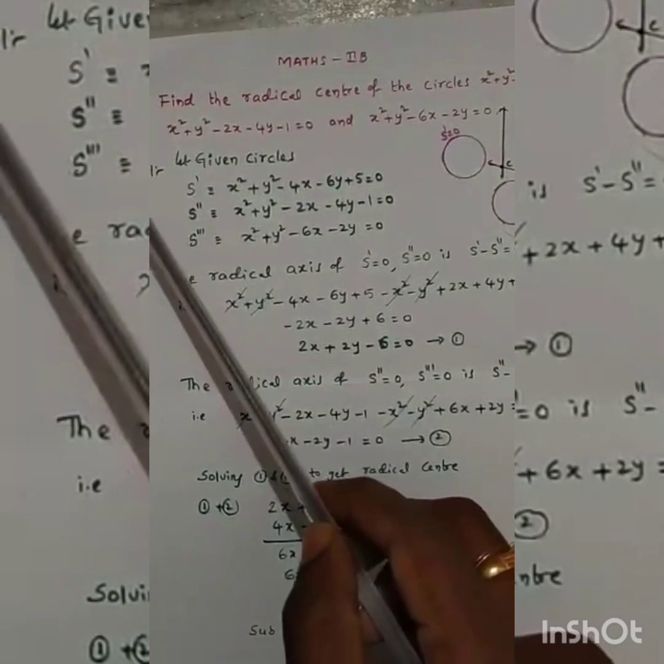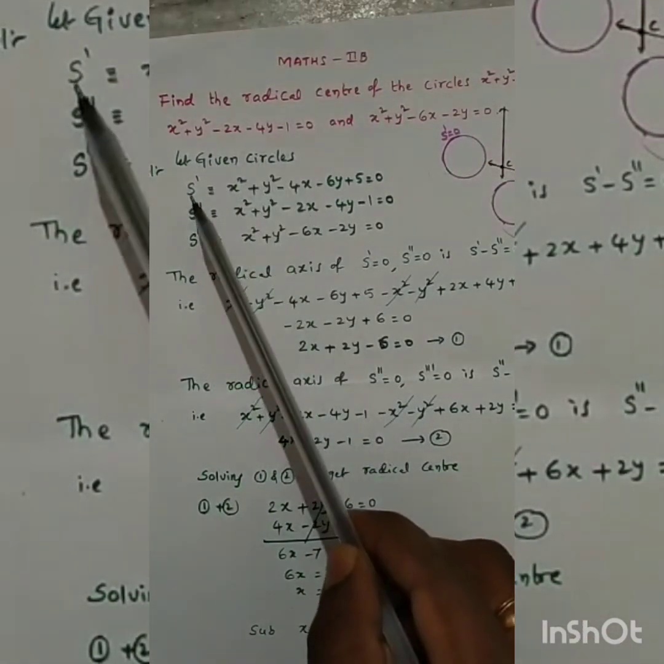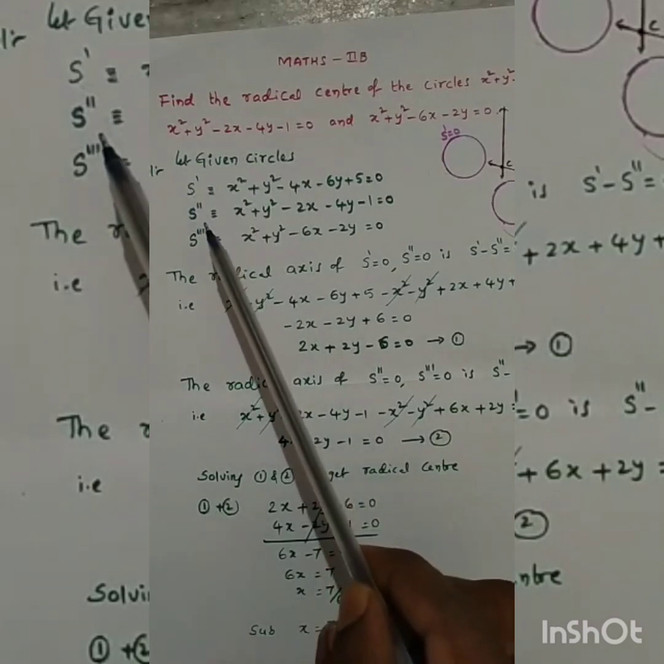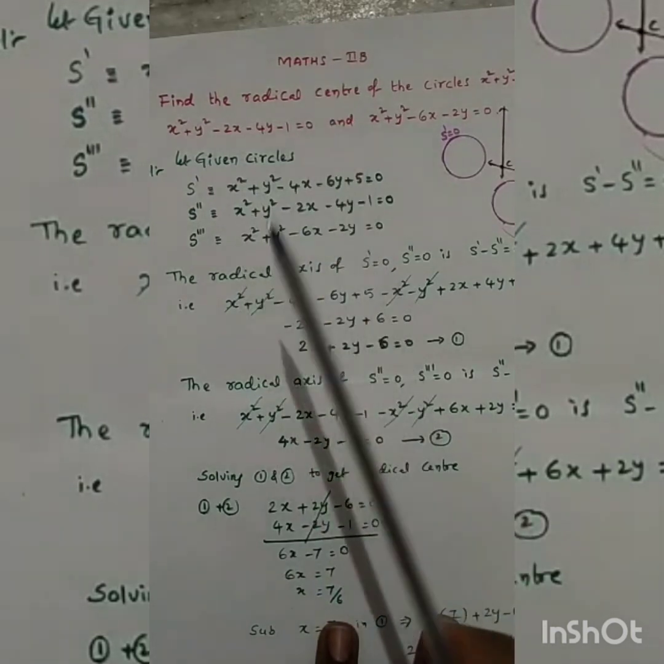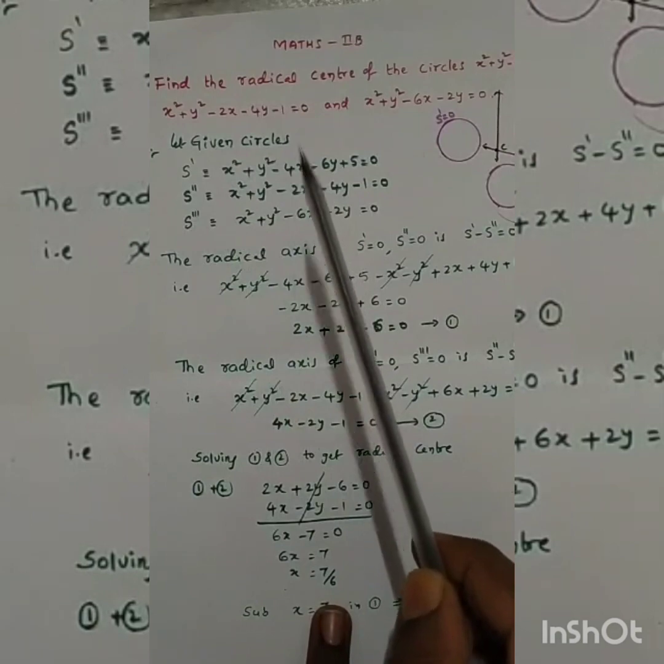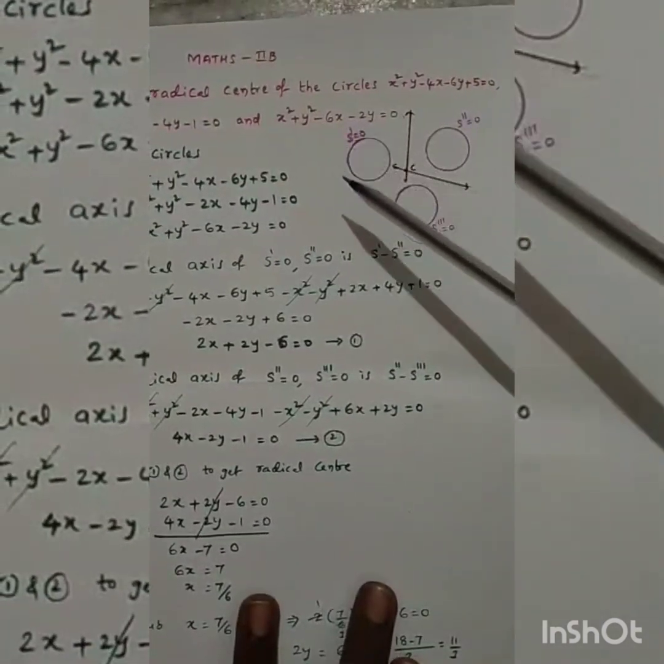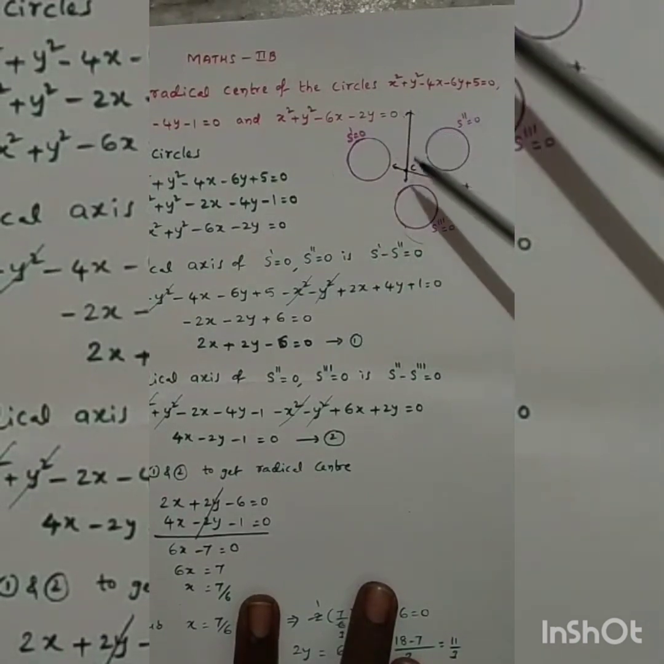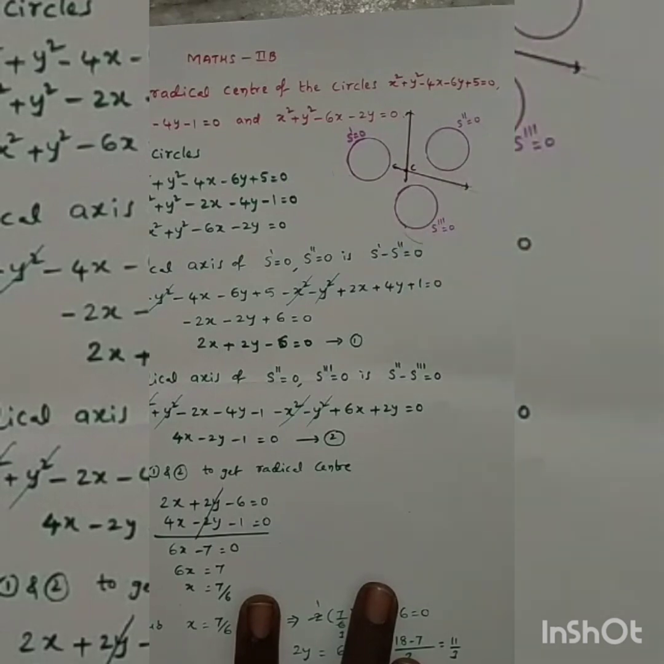So the solution, listen, first we are writing that the given three circles we are naming as S dash, S double dash, S triple dash. So these are the given three circles. Now we are finding the radical center of these three circles. So what does the radical center mean? See here in the figure, suppose this is S dash equal 0, S double dash equal 0, S triple dash equal 0. These are the three circles. The point where the radical axes of the three circles intersect is the radical center.